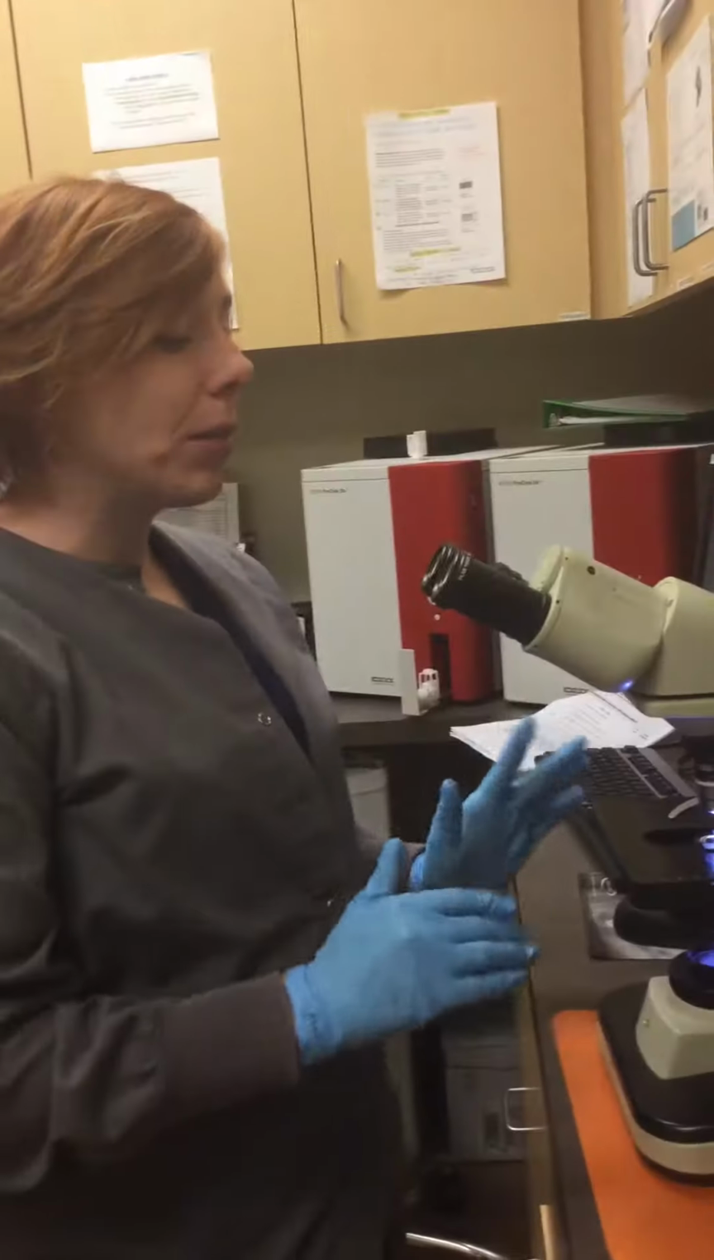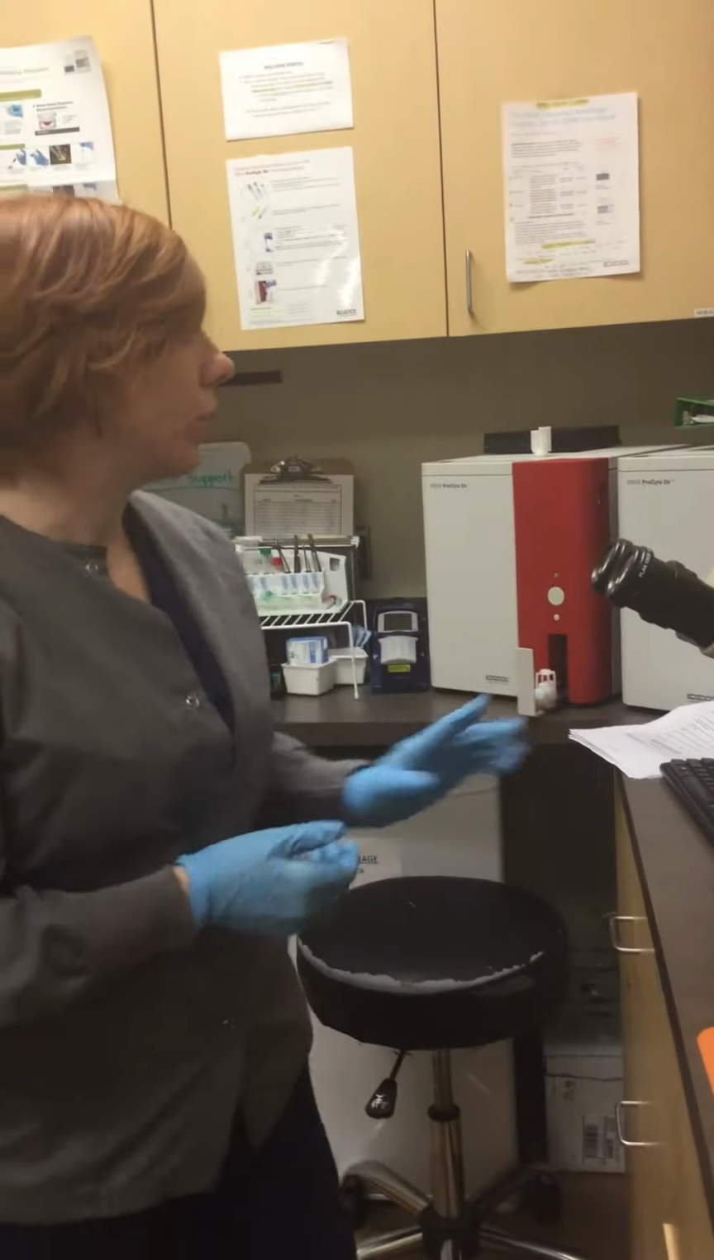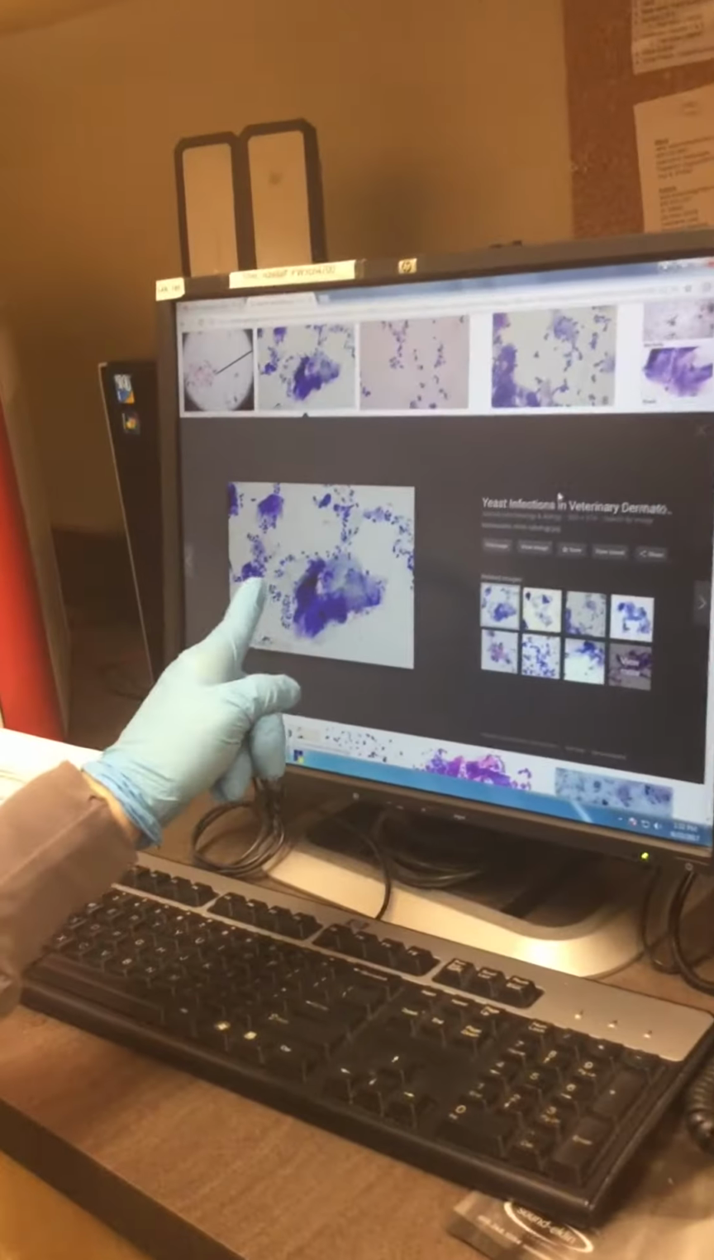Now that I've looked at the entire slide in a pattern like this, I got all the slide. The main microbe I saw were the yeast, which were the little footprints here. And so once I document that in the patient's chart, I inform the doctor.